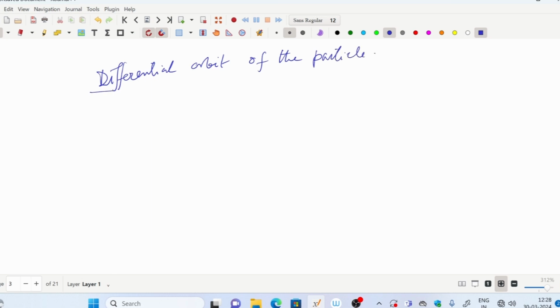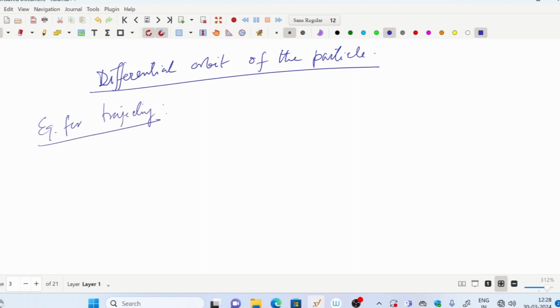So, I now move to another topic, the differential orbit of the particle. Now we will find an equation for the differential orbit. So, what is the equation for trajectory?